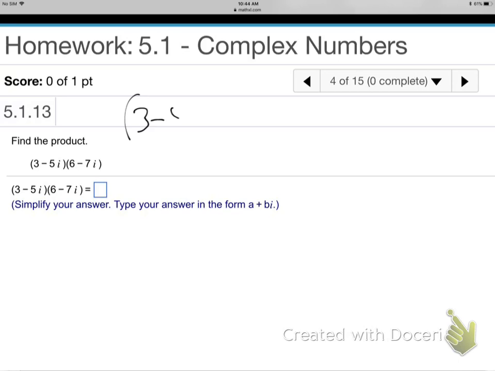All right, so 3 minus 5i, 6 minus 7i. Let's multiply. So go ahead and multiply those together. Do the whole FOIL thing.